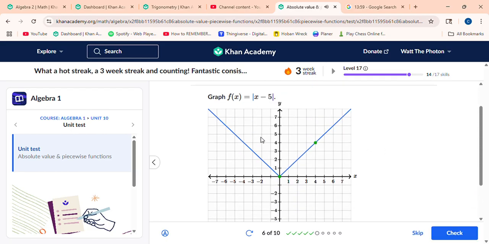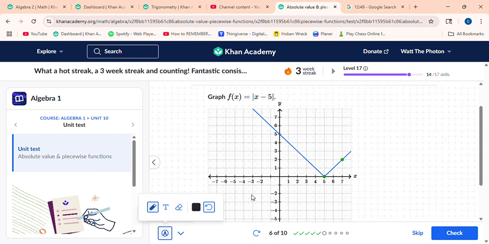Graph f equals negative 5. So let's put 0 equals negative 5. Alright. Let's put it equal to 5. It's like this. It might be. Let's put 0 equals 5. Let's put 2.5, gets us 2.5. Can I draw this? No, I can't. Let's put 7. That gets us 2. I think that's right.